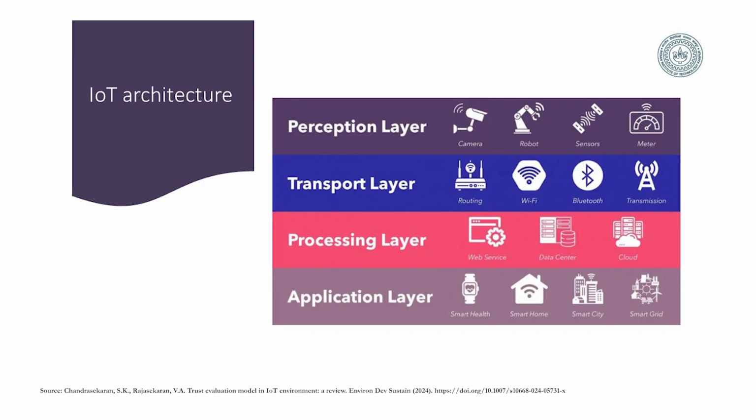Perception is how you perceive the world. To perceive the world, you may use a camera, some sensors, a robot, or some meters. That is enabling you to perceive the world. Then the data coming in from the perception layer gets transported, and to do that you may use a router, a Wi-Fi network, Bluetooth, transmission towers, all sorts of devices.